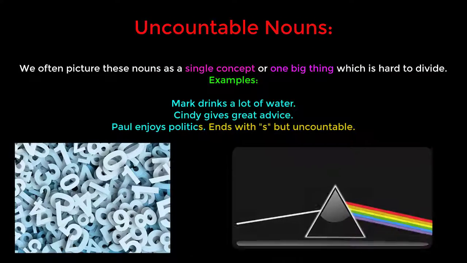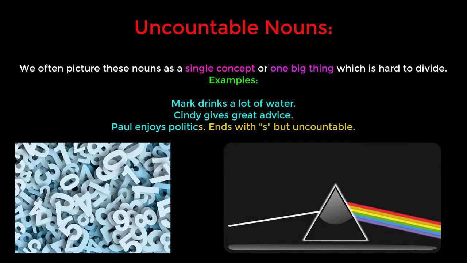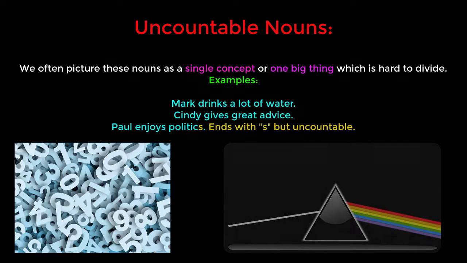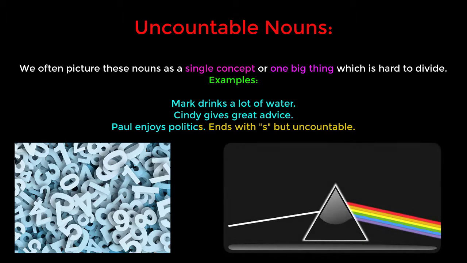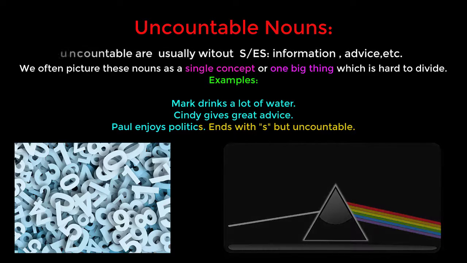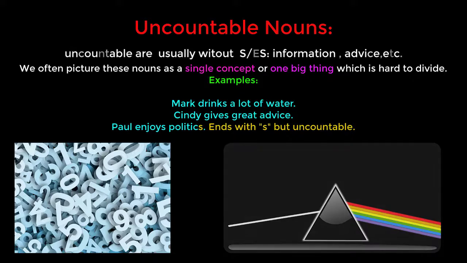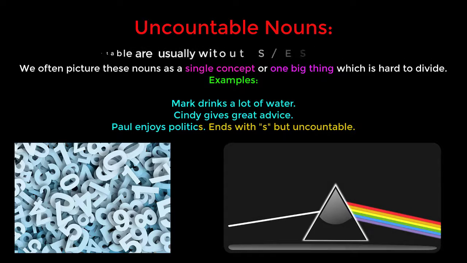Uncountable nouns. Usually, it's a group of nouns that we often picture as a single concept or one big thing, which is hard to divide. Example: Mark drinks a lot of water. Cindy gives great advice. Paul enjoys politics. Ends with S but uncountable.